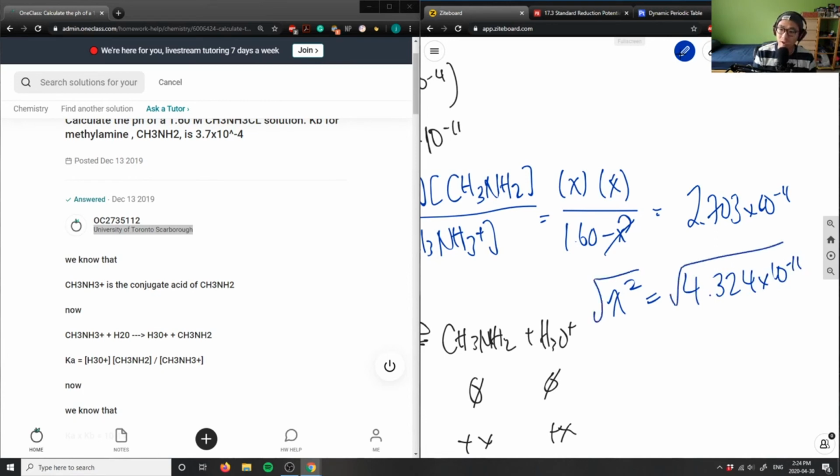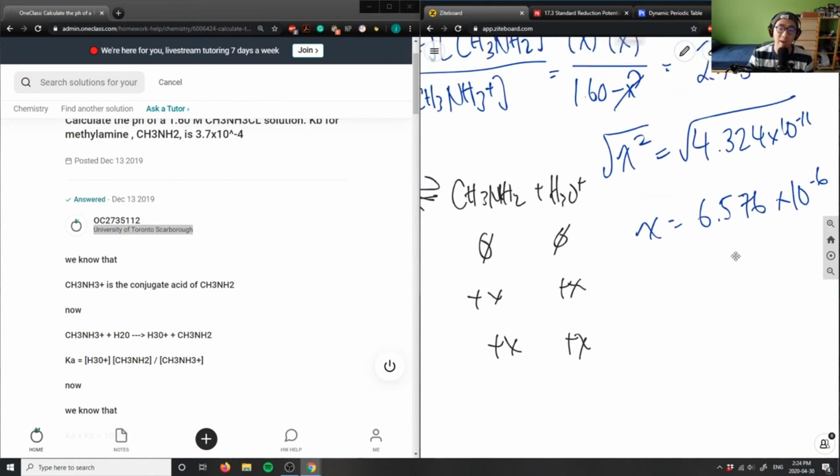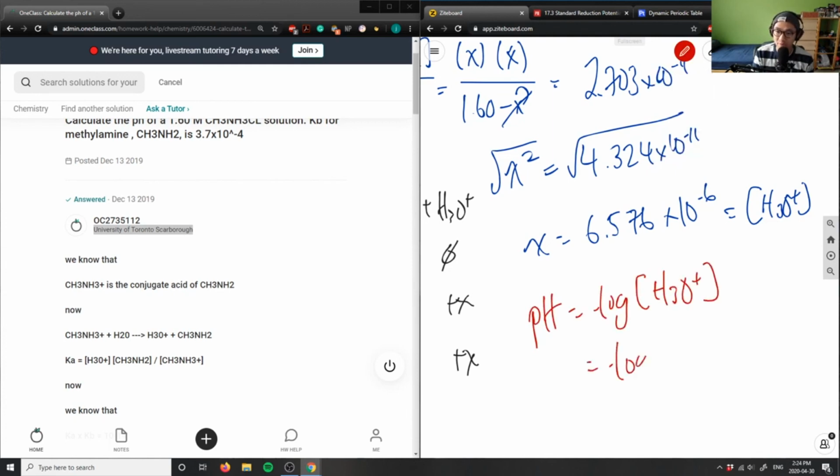I'm going to square root both sides to get my x value. Taking the square root of this number, I get 6.576 times 10 to the negative 6. This is my x value, which is the concentration of both my hydronium and CH3NH2. I simply now have to solve for the pH. I know that pH equals negative log of my hydronium ion concentration, so pH is negative log of 6.576 times 10 to the negative 6 molar. I plug that into the calculator and I get a pH of 5.818.